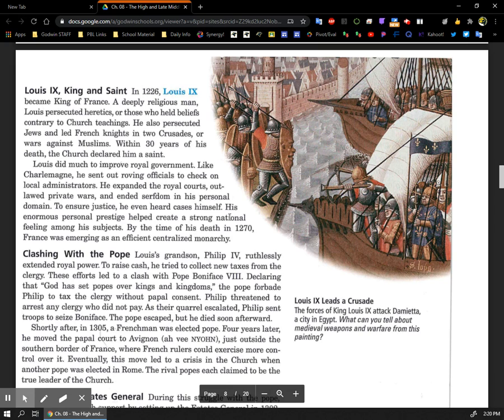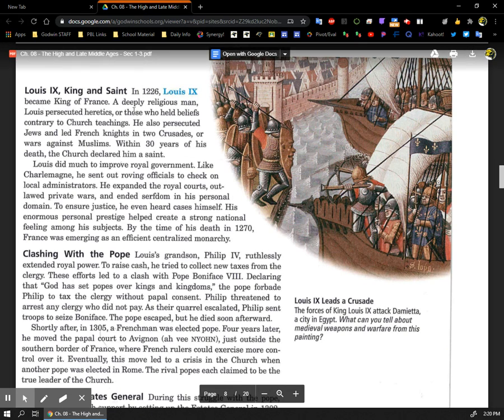Louis IX, King and Saint. In 1226, Louis IX became King of France. A deeply religious man, Louis persecuted heretics, or those who held beliefs contrary to the church teachings. He also persecuted Jews and led French knights in 2 crusades, or wars against Muslims. Within 30 years of his death, the church declared him a saint.